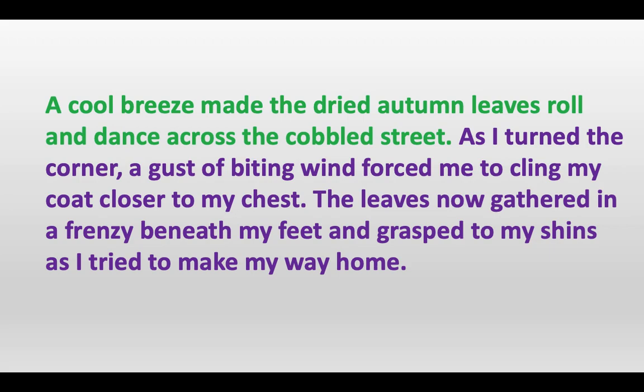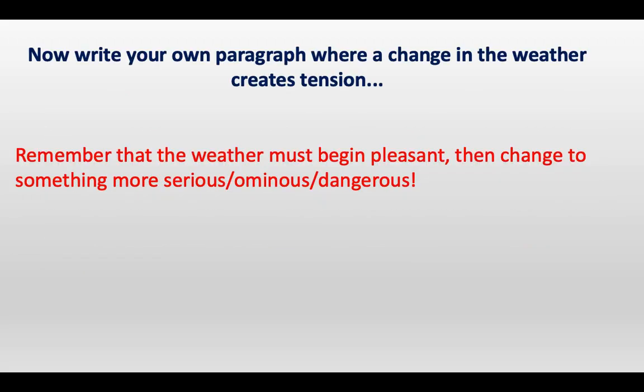Okay, again, we started off with a nice cool breeze. It doesn't say cold, it says cool. That's usually a positive adjective. Then we've got the dried autumn leaves rolling and dancing. Again, this personification, and a dance tends to be quite happy across the cobbled street. But then, as they turn around the corner, that cool breeze changes to a biting wind. And now the leaves are in a frenzy. So they're not dancing and rolling, they're in a frenzy now. So we've got, again, that change in weather that's telling us as a reader that something's about to happen. It's building tension.